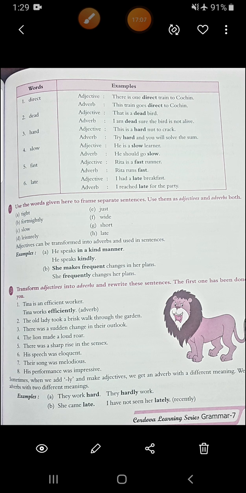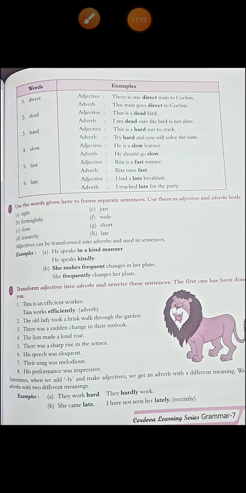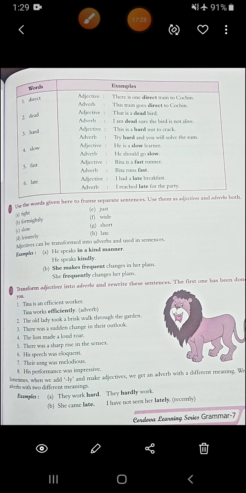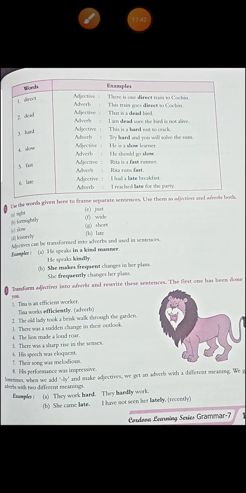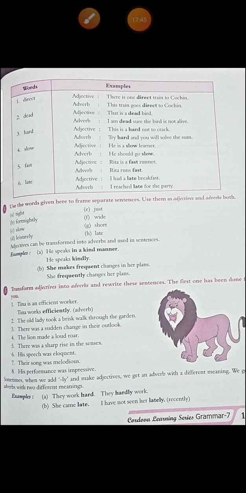Their outlook changed suddenly. Then fourth, the lion made a loud roar. The lion roared loudly. Fifth, there was a sharp rise in the Sensex. The Sensex rose sharply. Sixth, his speech was eloquent. He spoke eloquently. Seventh, they sang melodiously. Okay, their song was melodious, so the answer is they sang melodiously. Eighth, his performance was impressive. He performed impressively. This will be the way which we are going to frame this exercise.